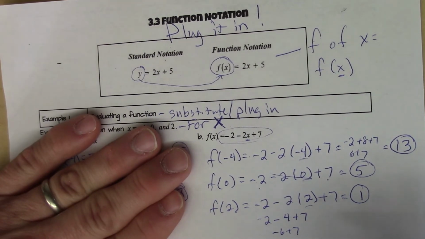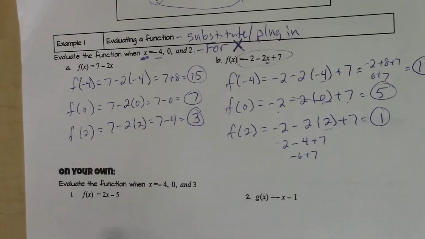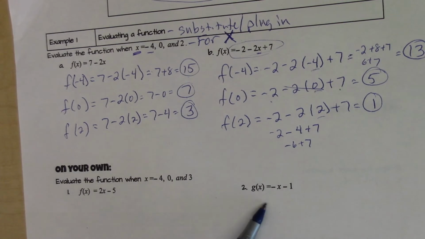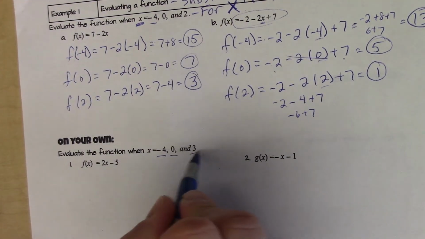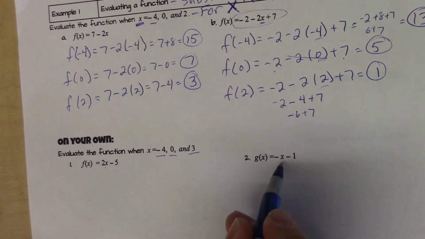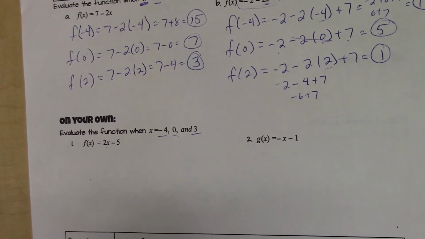Okay, so look at what I did on those two problems. It's just plugging it in, and go try number 1 and 2 down below. And remember, the numbers are a little different. It's -4, 0, and 3, but you're just plugging them into the x's. Try it out, press pause, try it, come back and check.